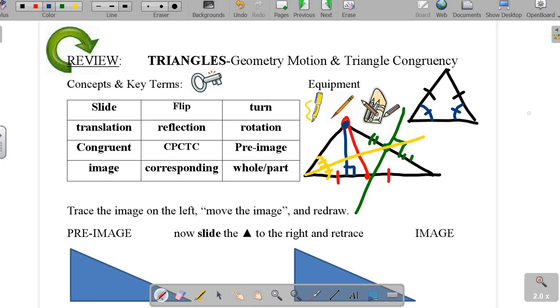We're going to be learning these vocabulary words: slide, flip, turn, translation, reflection, rotation, congruent, CPCTC, pre-image, image, corresponding, whole, and part.